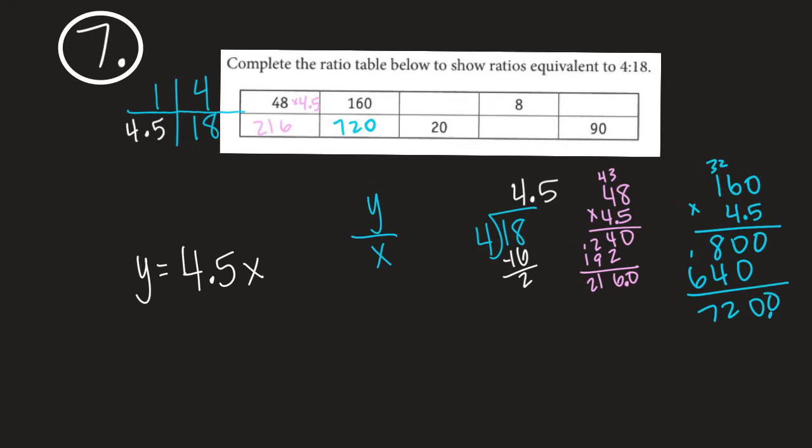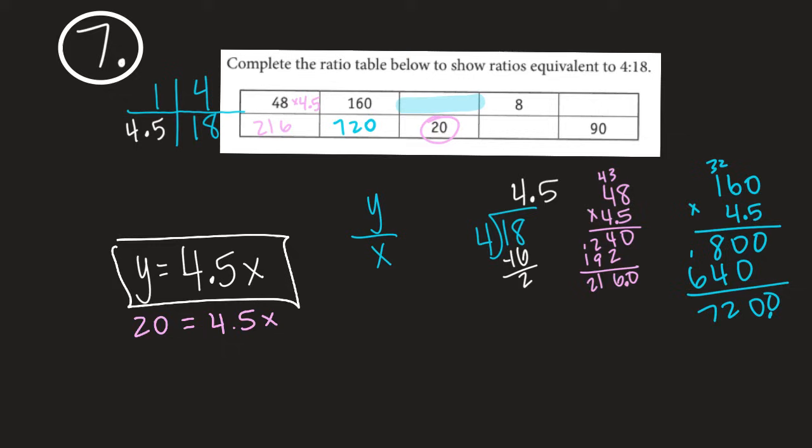This next one is a little different because instead of figuring out the y, we want to know the x. However, we still know that y equals 4.5x. So if we know y, in this case, which is 20, 20 equals 4.5x. So now if we want to know x, we would divide both sides by 4.5.